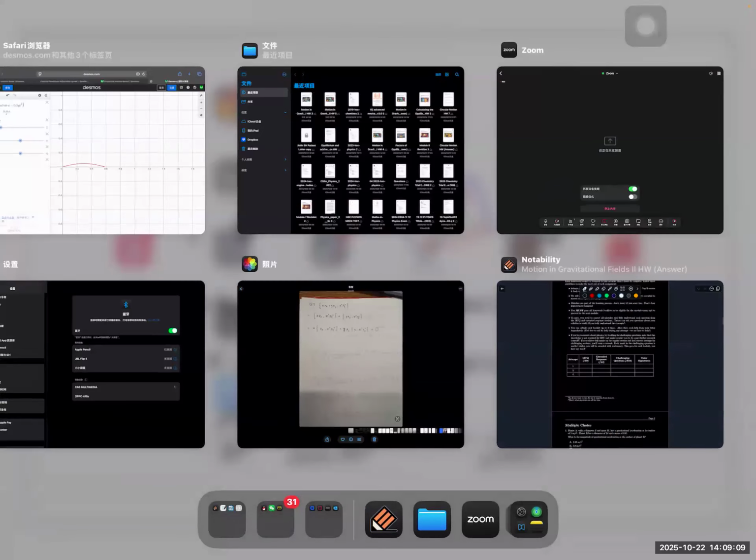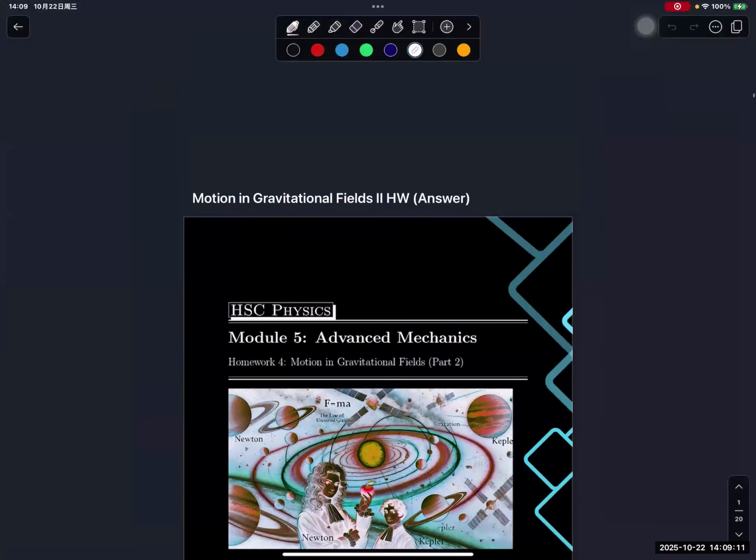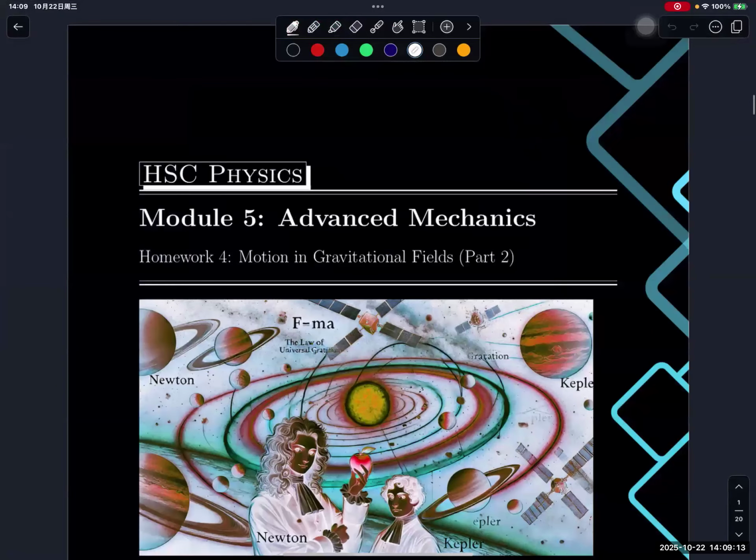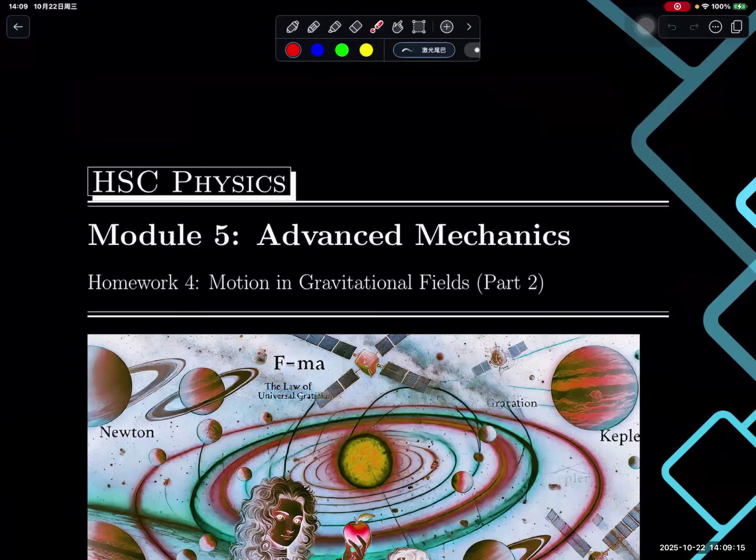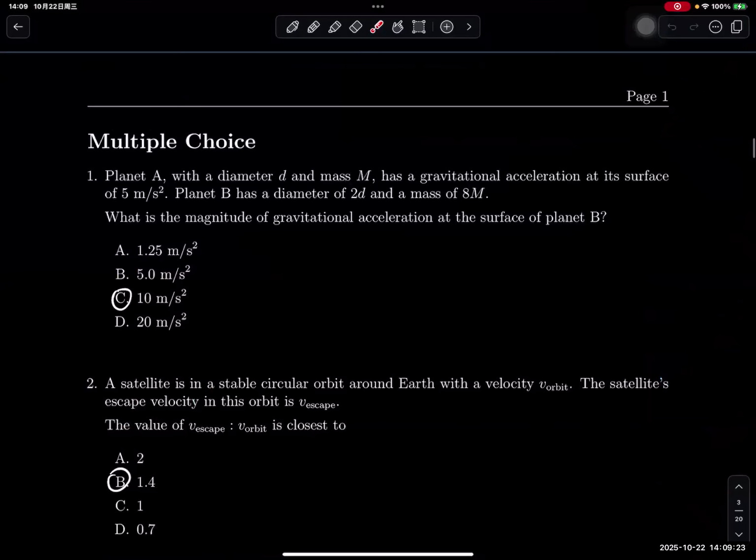Hello. This is homework 4 for Module 5 Physics, Advanced Mechanics. It is on motion in a gravitational field, part 2. Let's get into multiple choice.